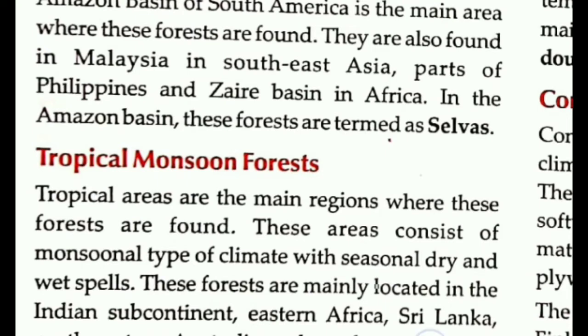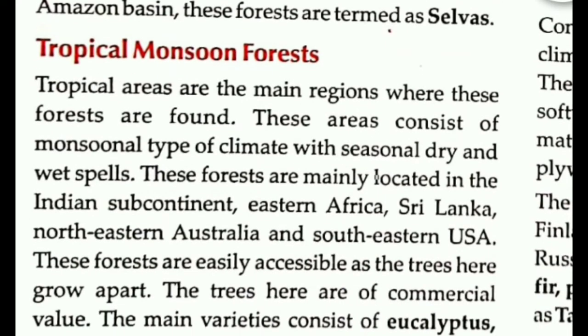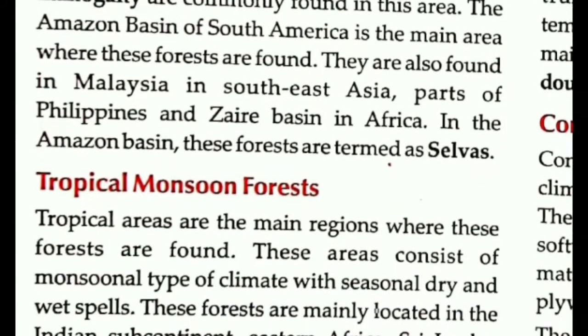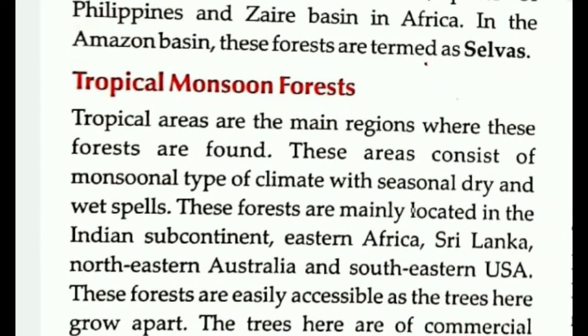and also in Southeast USA. This area has particular kinds of trees which have commercial value, and the varieties are mainly sandalwood, sal, bamboo and teak. These two forests are very important forests which give maximum production used for commercial use. Now, moving on to evergreen forest.